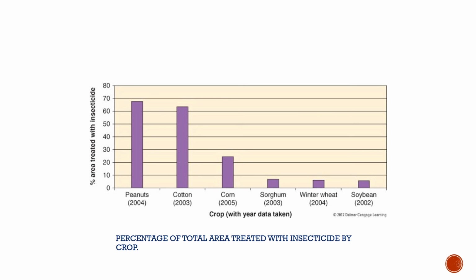All right, so this is a graph that'll show you the percent of area treated with insecticides, and then on the bottom there's a crop with the year data taken. Okay, so corn, 2005, only about 25% of the corn was treated in 2005. Peanuts, however, because they are so susceptible to so many pests, were treated a lot more than some of the other crops that we have in the United States.